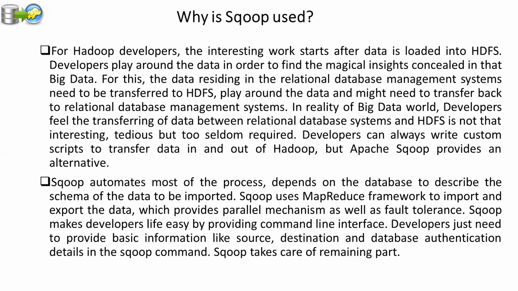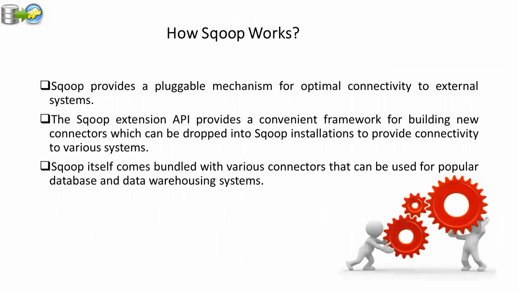Developers can always write custom scripts to move data in and out of Hadoop, but Apache Sqoop provides an alternative. Apache Sqoop automates most of the process, depending on the database to describe the schema of the data to be imported. Sqoop uses the MapReduce framework to import and export the data, which provides a parallel mechanism as well as fault tolerance. Sqoop makes the developer's life easy by providing a command line interface. Developers just need to provide basic information like source, destination, and database authentication details in the Sqoop command. Everything else is taken care of by the Hadoop API, that is the Sqoop API.